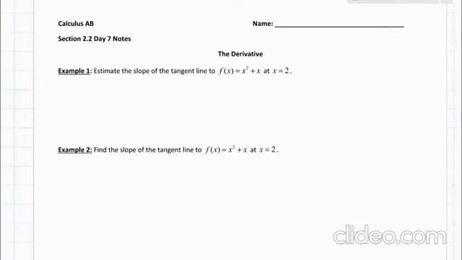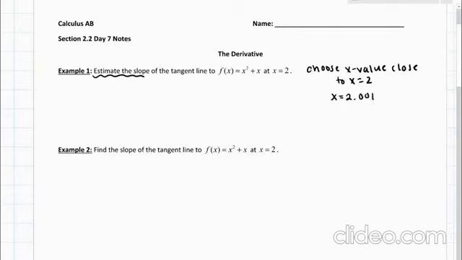So remember, when we're estimating the slope of the tangent line, we're going to choose an x value close to x equals 2. When we were doing this yesterday, we were choosing values that were like 0.001 away, so we'll do the same here. So the value that we're going to choose to plug in here is x equals 2.001. You could pick 2.0001, 2.000001, but for our purposes, we're just going to choose this.